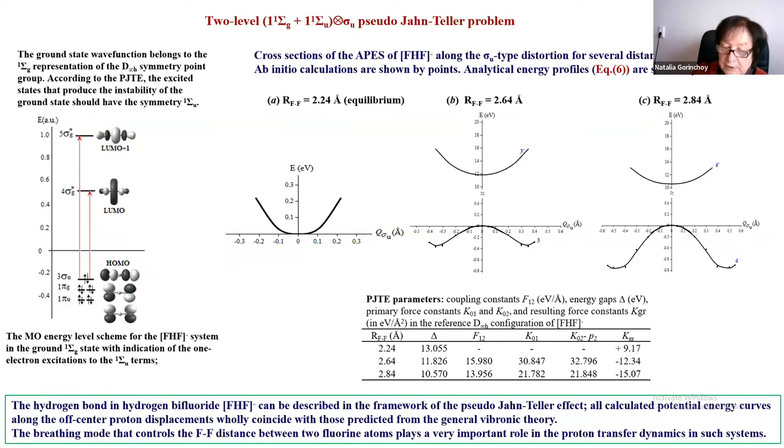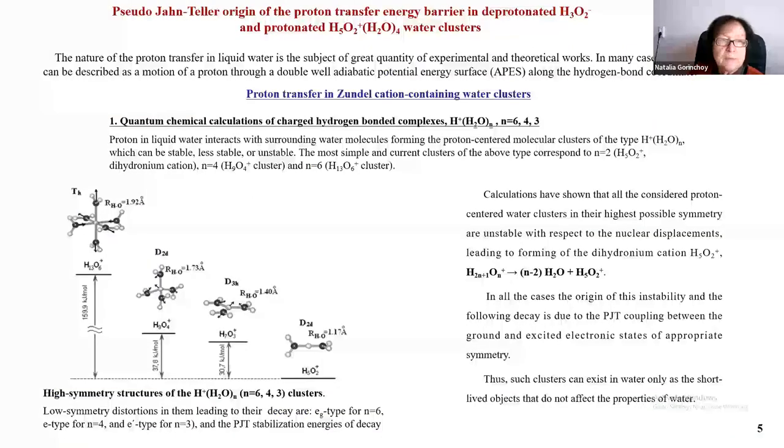The parameters were estimated by the fitting procedure mentioned above. It follows that the hydrogen bond in hydrogen bifluoride can be described in the framework of the pseudo-Jahn-Teller effect. All calculated potential energy curves along the off-center proton displacement wholly coincide with those predicted from the general vibronic theory. It is also seen that the breathing mode that controls the F-F distance between the two fluorine atoms plays a very important role in the proton transfer dynamics in such systems.